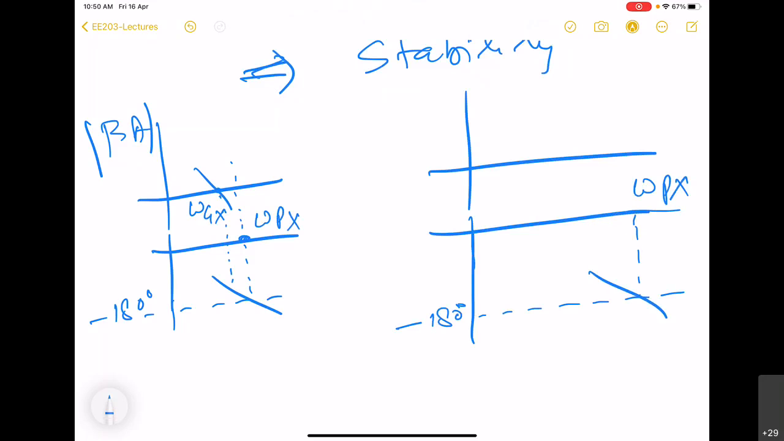Omega px, omega gx. So again we have a system which is fulfilling that condition. So which out of these two will one choose?